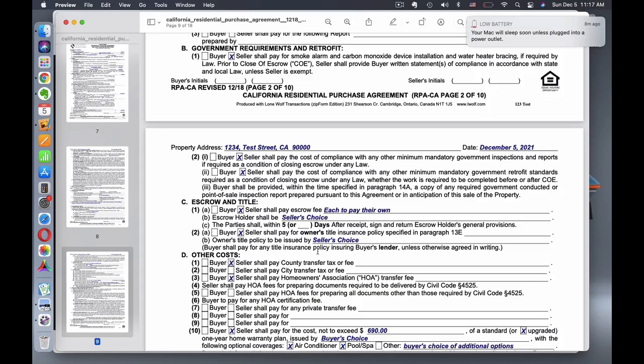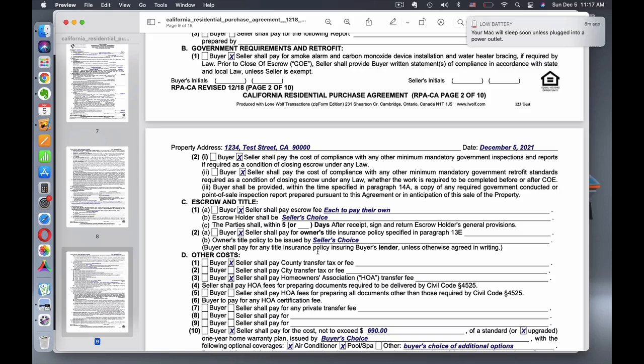We're letting the seller pick the title company for the insurance policy. I've seen the rate sheets. They're all very close to each other, within $50 or $75 on the policy. It's not a big number.